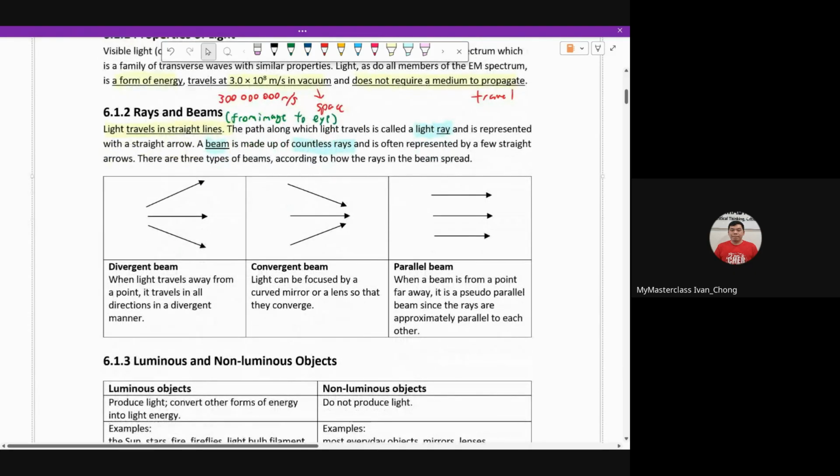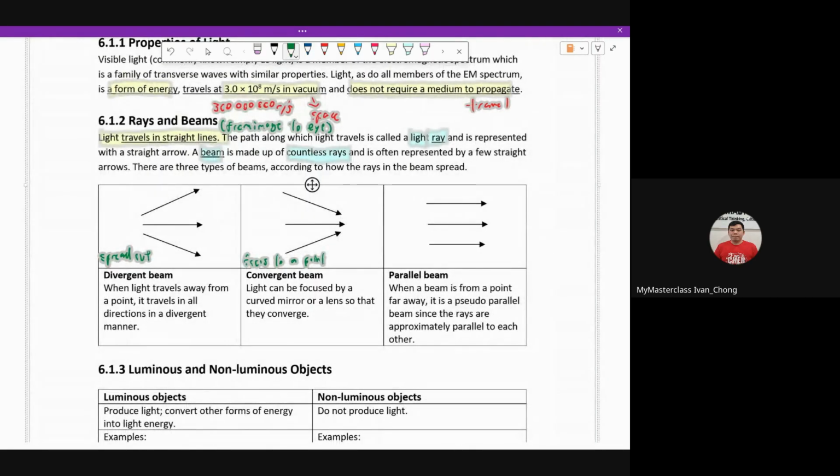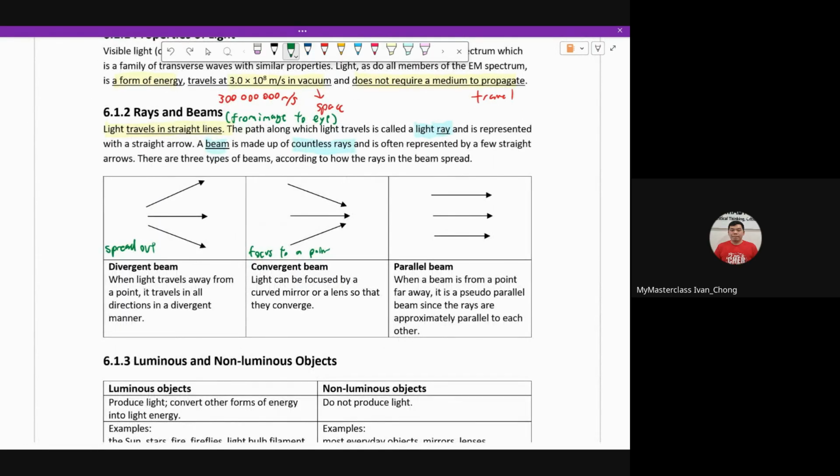So for our light beams, our group of light rays, we have 3 different types. We have your divergent beam, which means that they are all going to spread out. You have your convergent beam, where they're all going to focus to a point. And you have your parallel beams, where they are all parallel to one another. Okay?